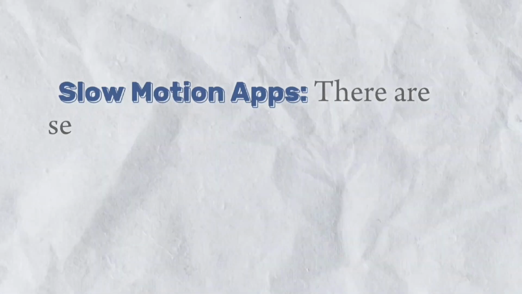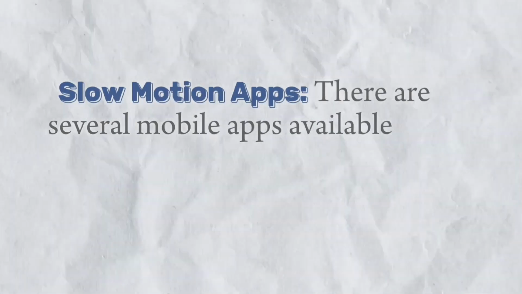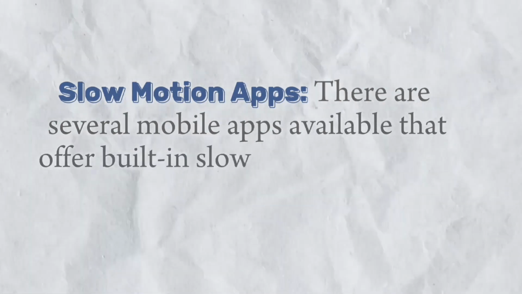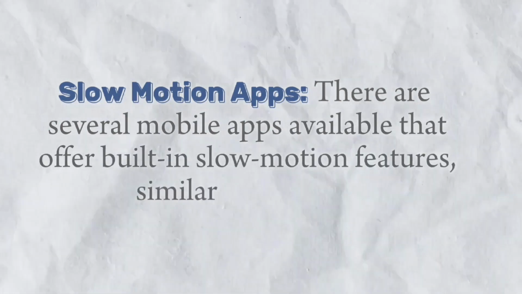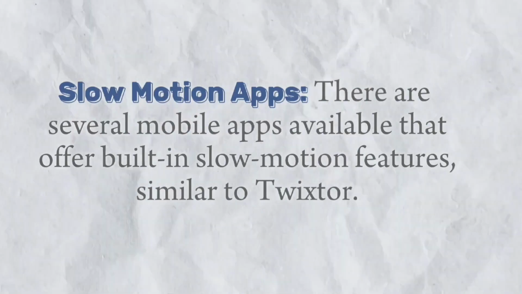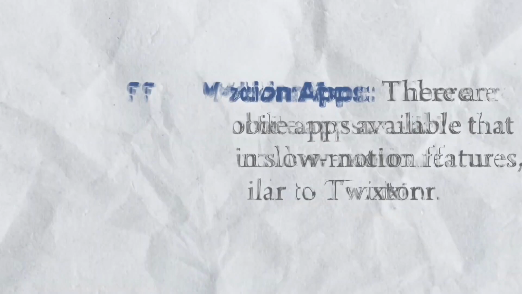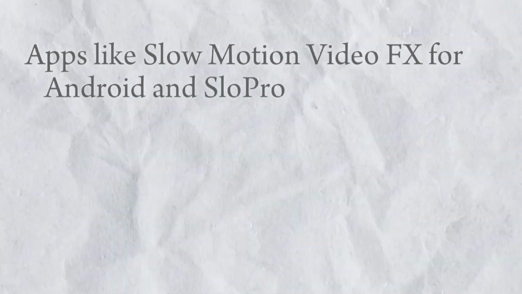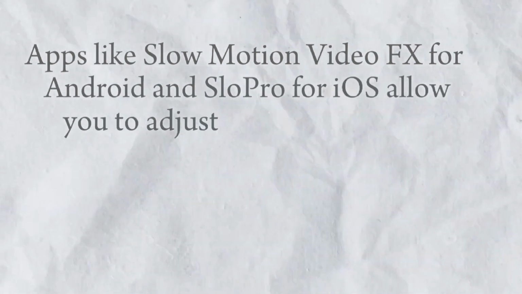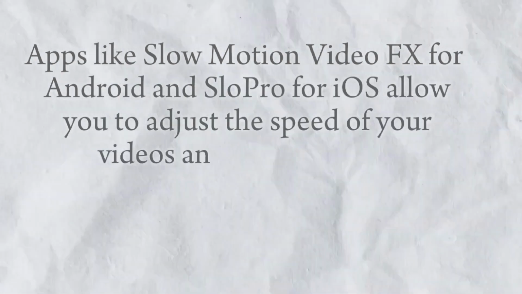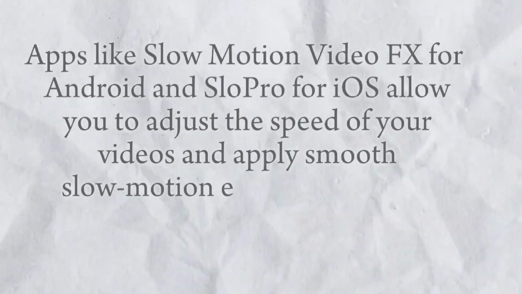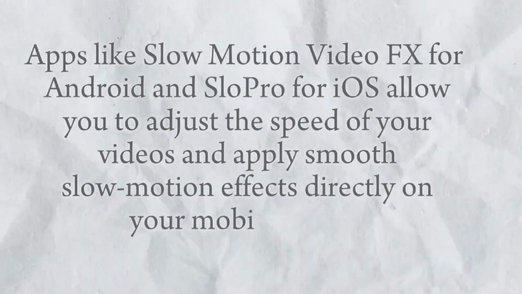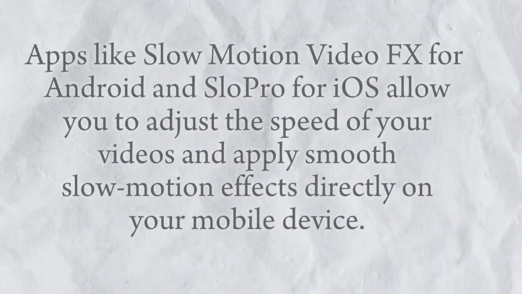Slow motion apps. There are several mobile apps available that offer this service, similar to Twixtor. Apps like Slow Motion Video Effects for Android and Slow Pro for iOS allow you to adjust the speed of your videos and apply smooth motion effects directly on your mobile device.